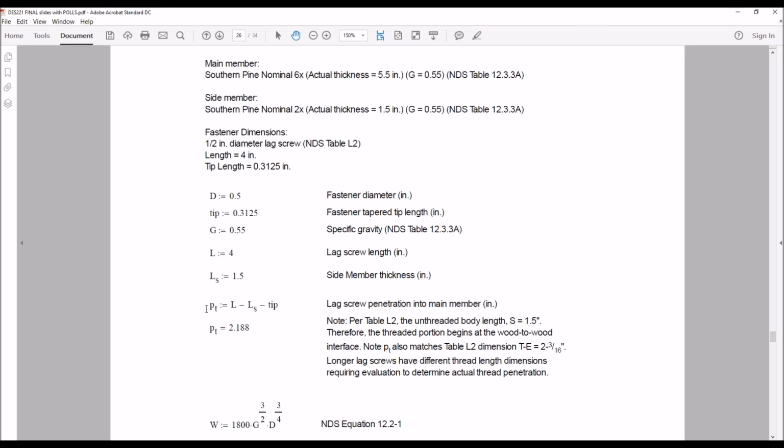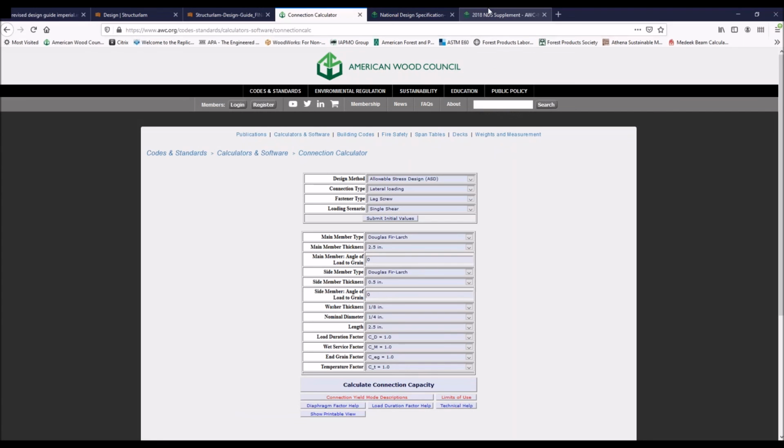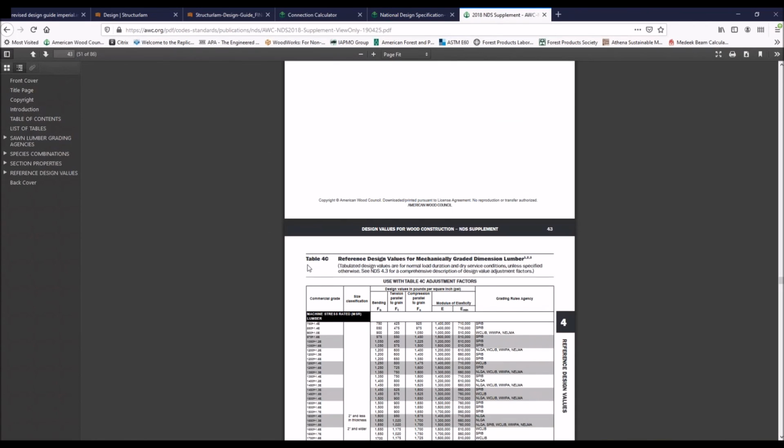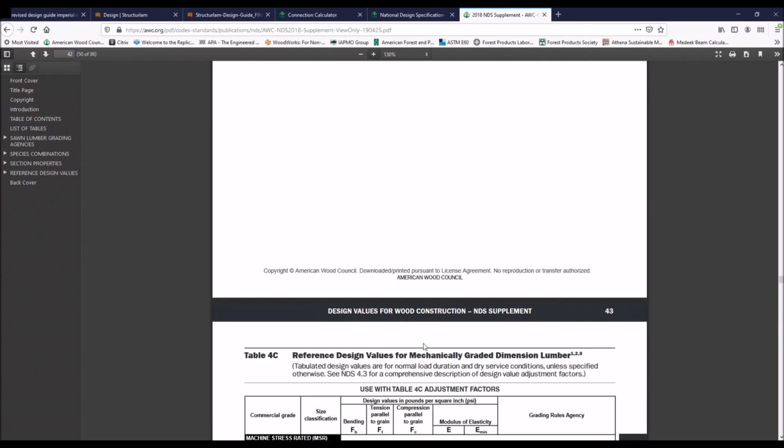Here's another question. What other species of wood are in the NDS supplement? The NDS supplement we talked about, we mostly hit the big species today: Douglas fir larch, hem fir, spruce pine fir, and southern yellow pine. And those do make up a lot of what folks are using out there these days.